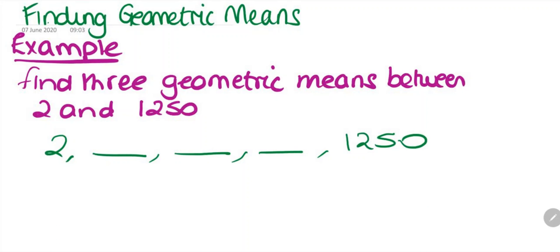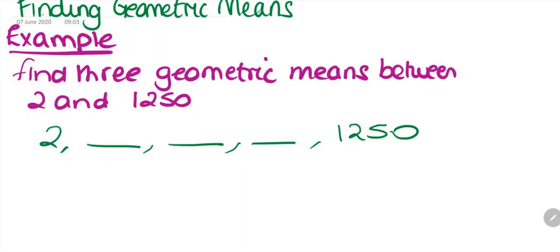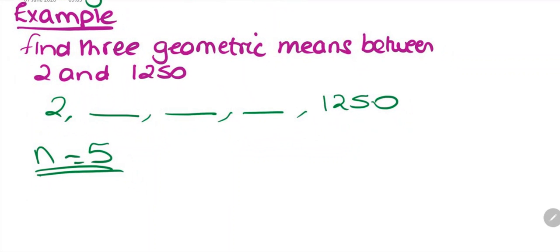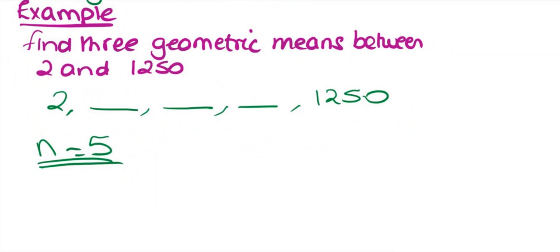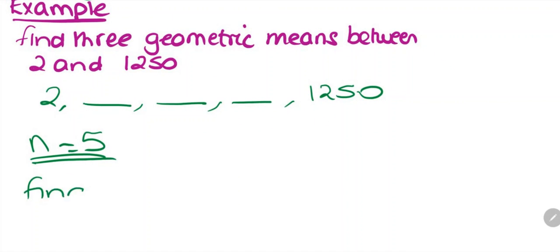We can tell that the number of terms in our sequence, n, will be the 3 that we need to find plus the 2 that we know. So there are going to be 5 terms in our sequence. So we need to find the ratio of our terms.